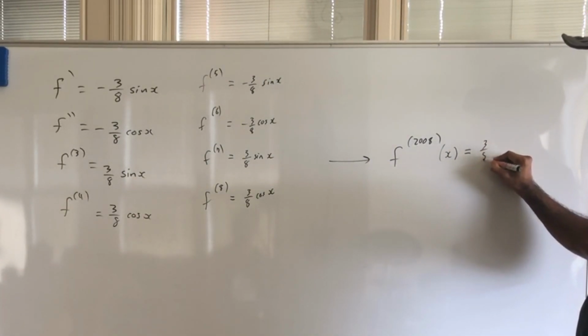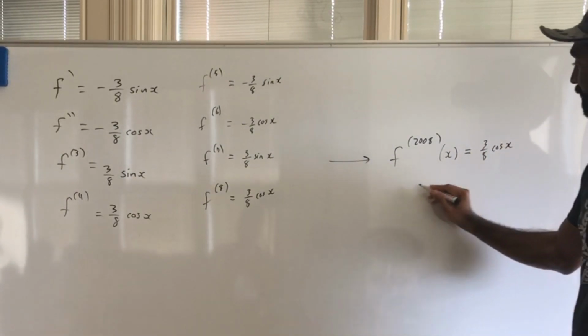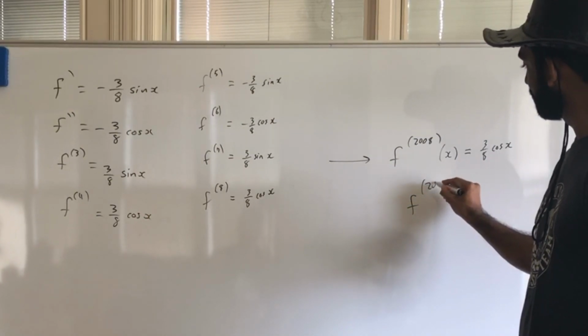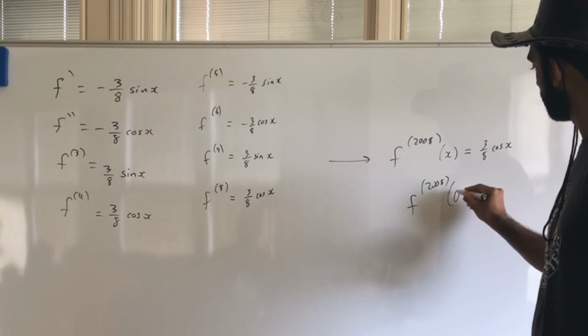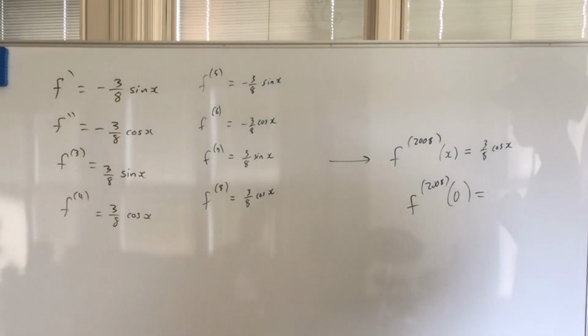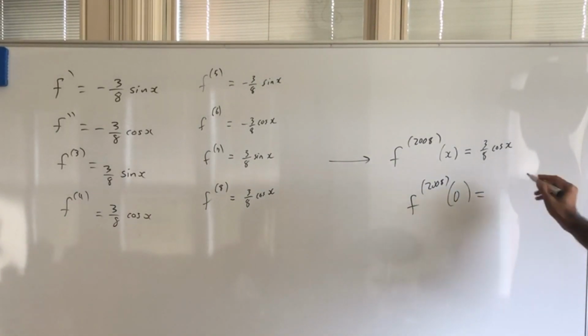The 2008th derivative is 3/8 cos. And so final answer: 3/8 times 1, which is 3/8. Precisely.